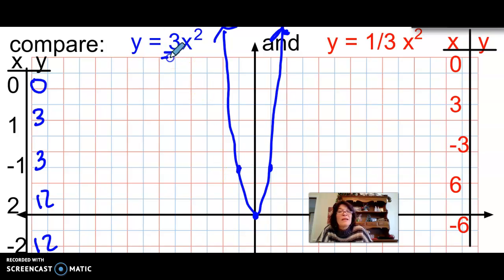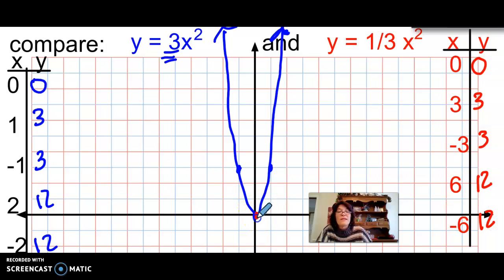Isn't that what this number did to our V? Made it more narrow? A third, let's see what happens with a third. 0 is still 0. 3 squared is 9. A third of 9 is 3. Negative 3 squared is 9. A third of 9 is 3. 6 squared is 36. A third of 36 is 12. Negative 6 squared is 36. A third of that is 12.